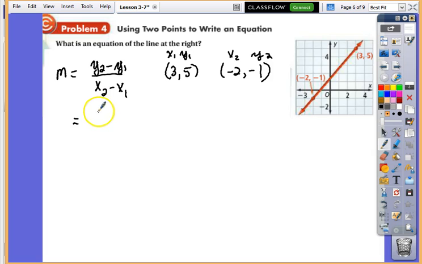So y2 is -1. Y1 is 5. X2 is -2. X1 is 3. So I have -1 minus 5 is -6 over -2 minus 3 is -5. And that simplifies to a positive 6/5.